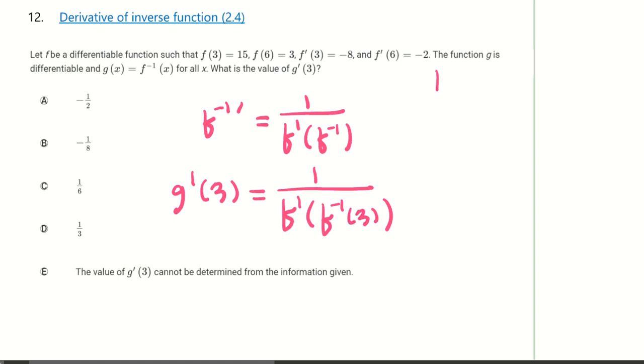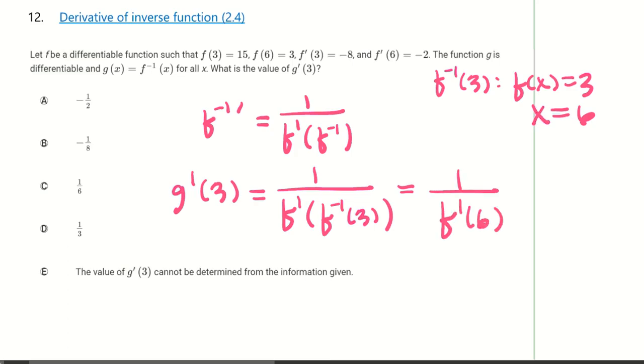And if I need to know what is f inverse of 3, I'm going to set f of x equal to 3 and solve for x. Well, hey, look, I found where f of x equals 3. That's x equals 6. It's going to be 1 over f prime of 6. They're going to tell me that that's -2, so then I'd have 1 over -2.